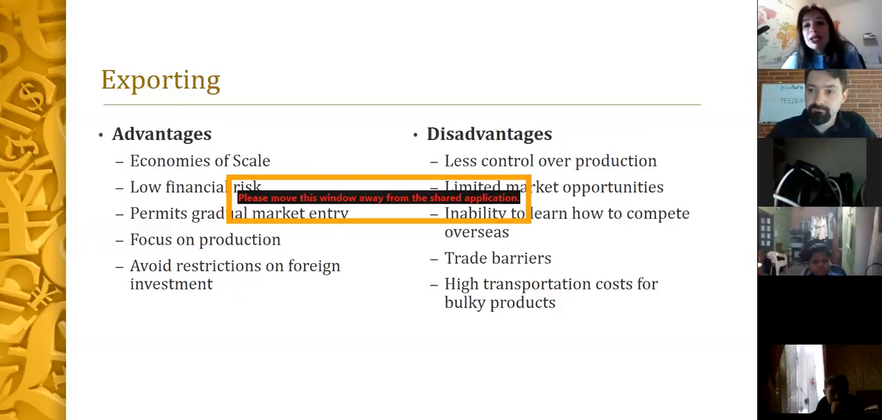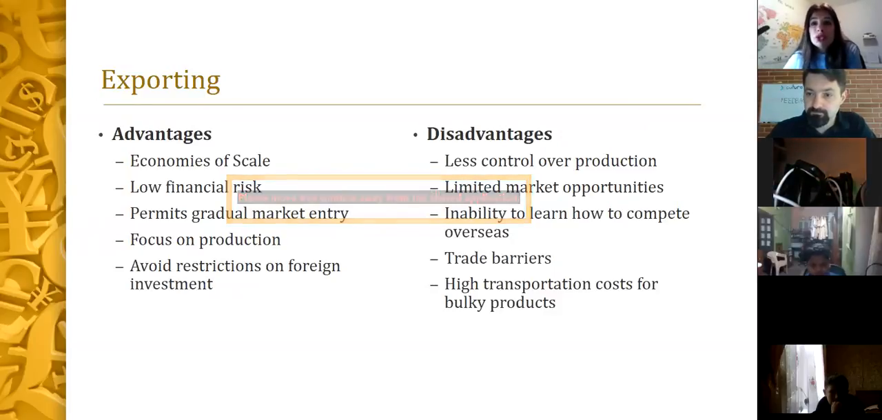There are certain disadvantages as well. The firm does not have control over what the distributor is doing, or there would be limited control over what the agents or the merchants are doing, how they're representing their product in the foreign market.